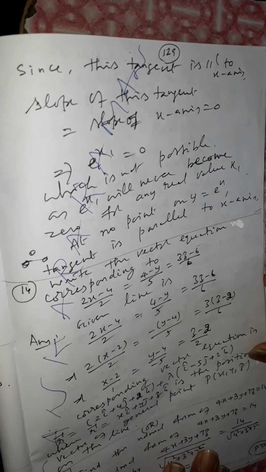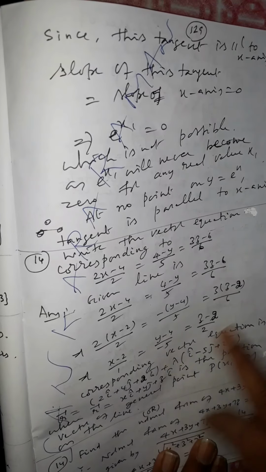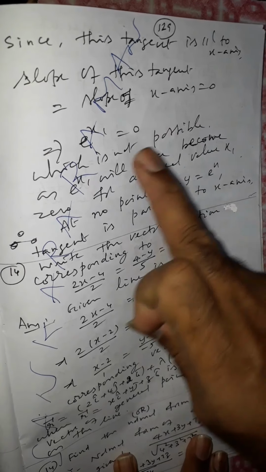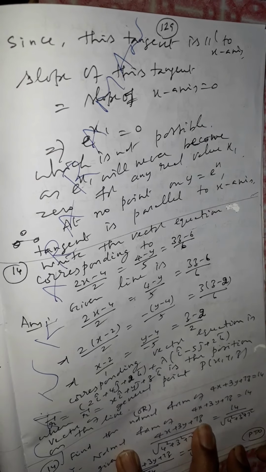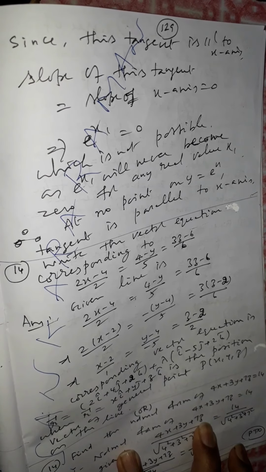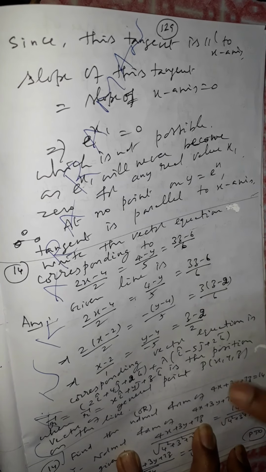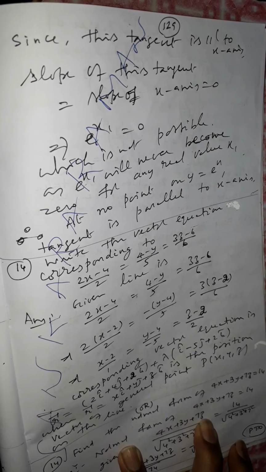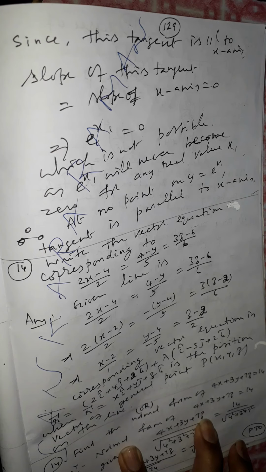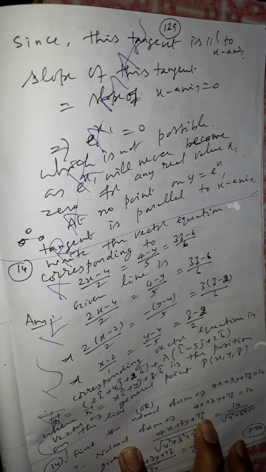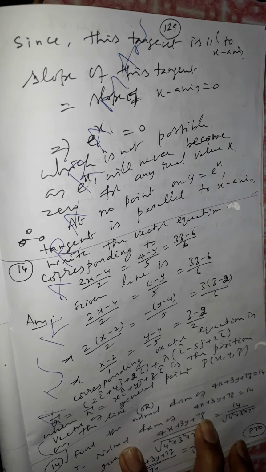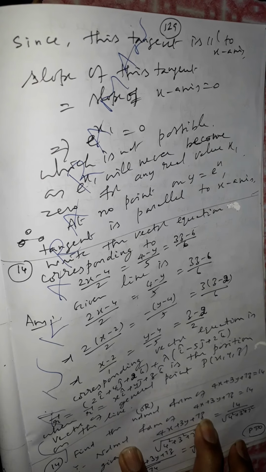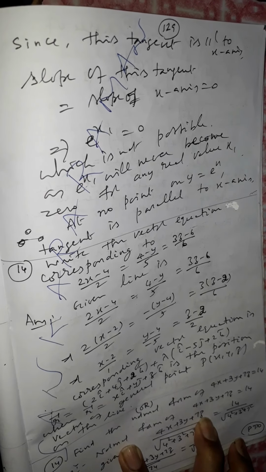Just see, since the tangent is parallel to the x-axis, the slope of the tangent should be equal to the slope of the x-axis, which is 0. Now, e power x1 is equal to 0, which is not possible, as e power x1 will never become 0 for any real value x1. Therefore, at no point on y is equal to e power x is the tangent parallel to the x-axis.